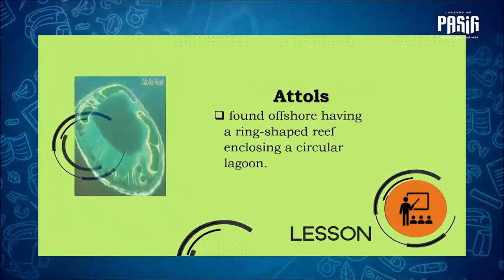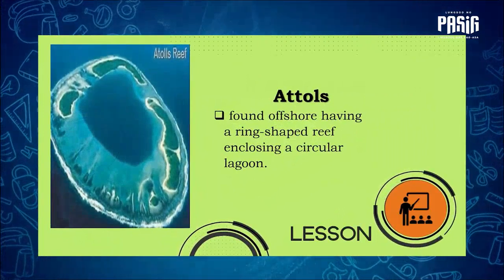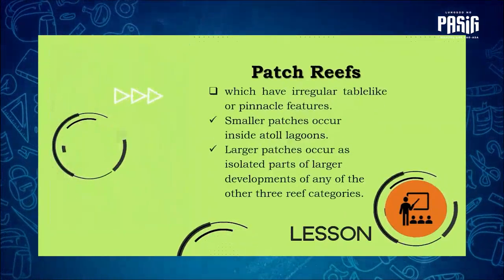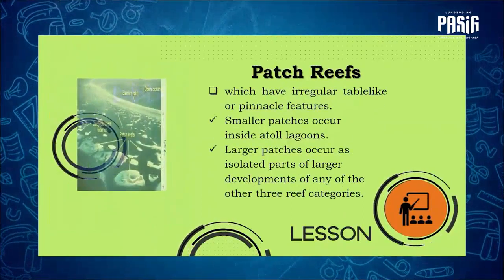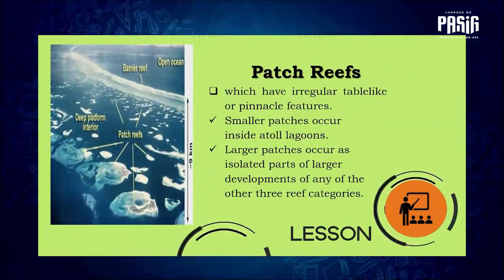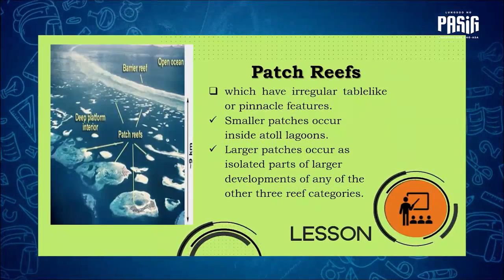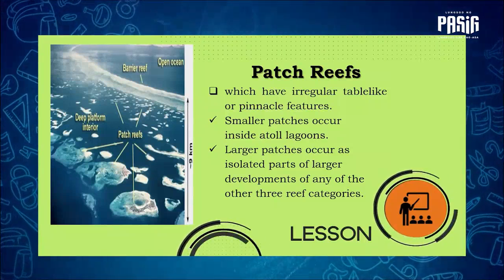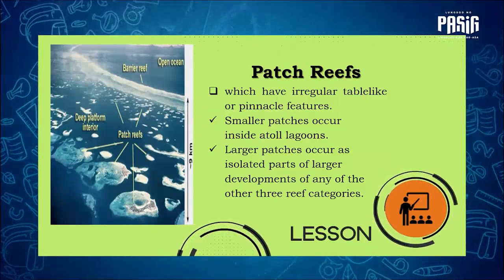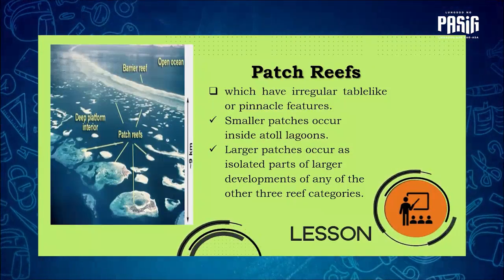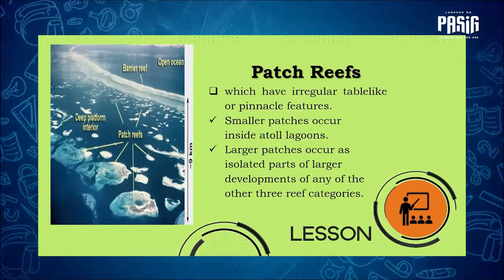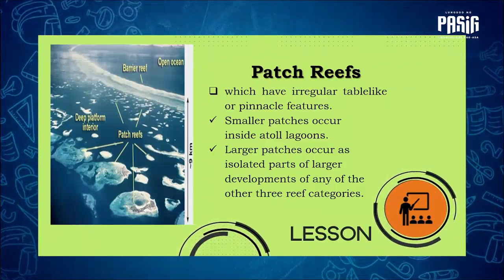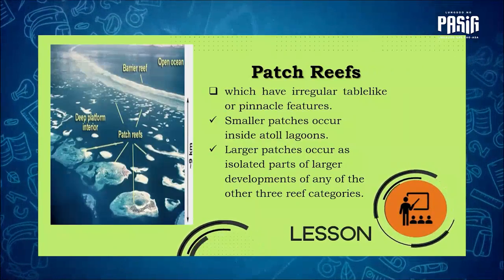Atolls are found offshore, having a ring-shaped reef enclosing a circular lagoon. Patch reefs sometimes occur separate from the other kinds of reefs. Patch reefs have irregular table-like or pinnacle features. Smaller patches occur inside atoll lagoons. Larger patches occur as isolated parts of the larger developments of any of the other three reef categories. Coral reefs are most formed in shallow, warm tropical water along the eastern coast of continents and around oceanic islands.